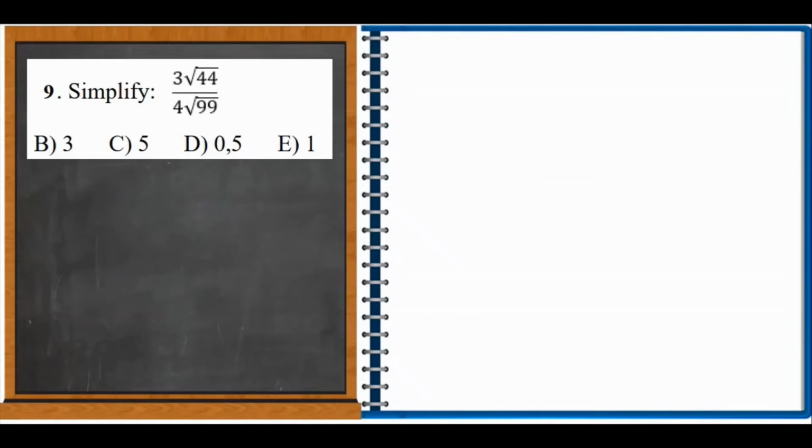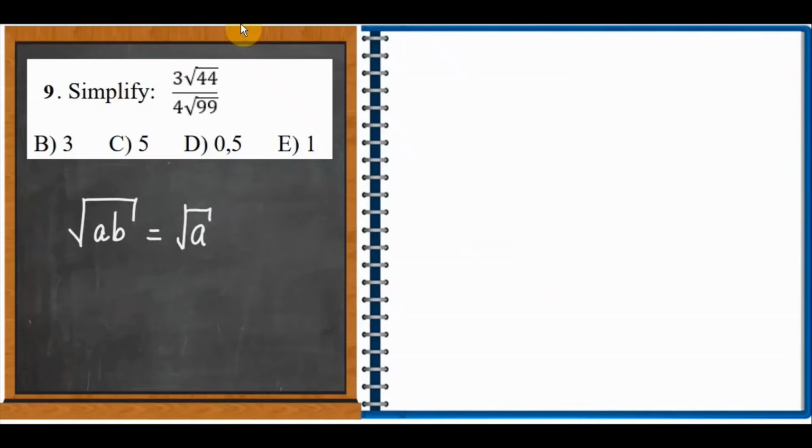Number 9. In number 9, we are given a fraction that we need to simplify. First of all, let's have a look at the fraction. In both the numerator and the denominator, we see that there is a square root function. Now, for solving this, we need to know the property of the square root when we have a product inside it.